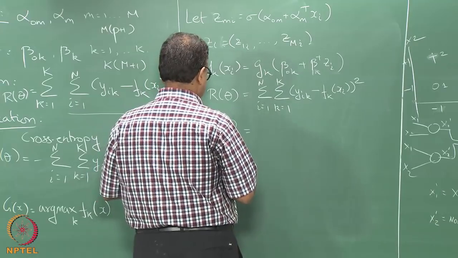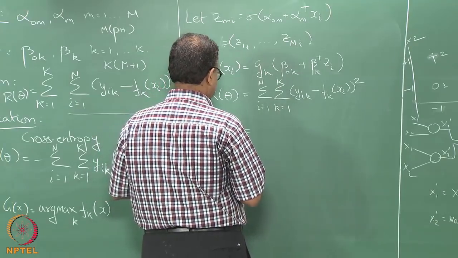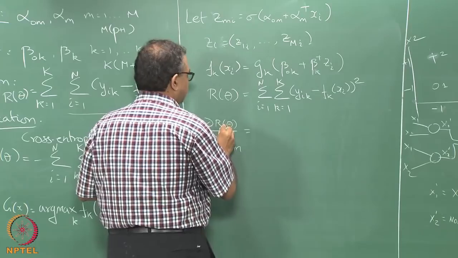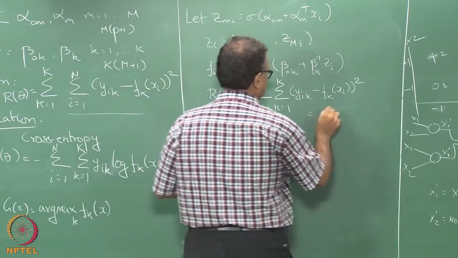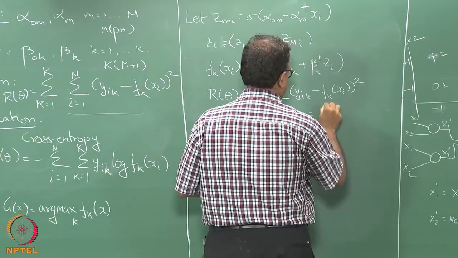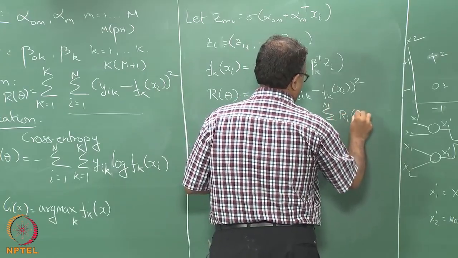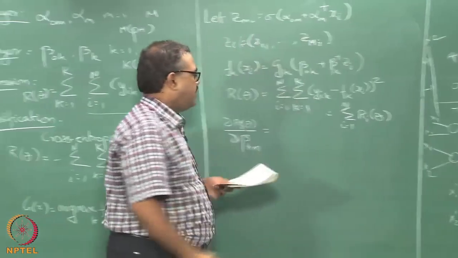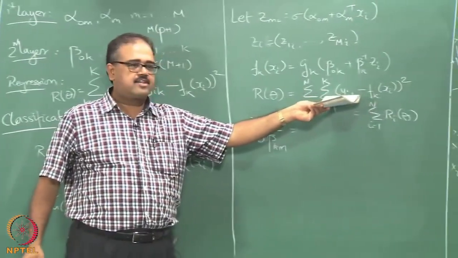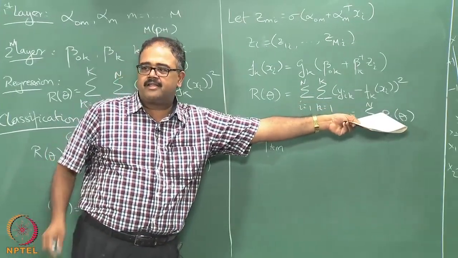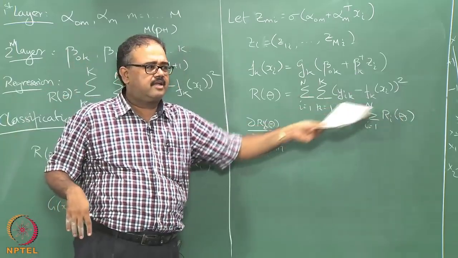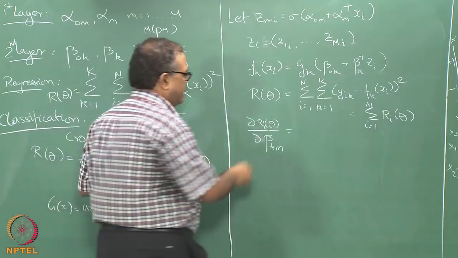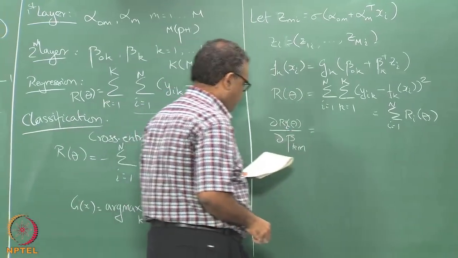So what will this be equal to? Let us do it in a slightly simpler fashion. I am going to assume that each term inside is denoted by R_i, and then I just do the summation over all i. That way I do not have to write the summation over all i everywhere. So I am going to say this is dou R_i by dou beta.